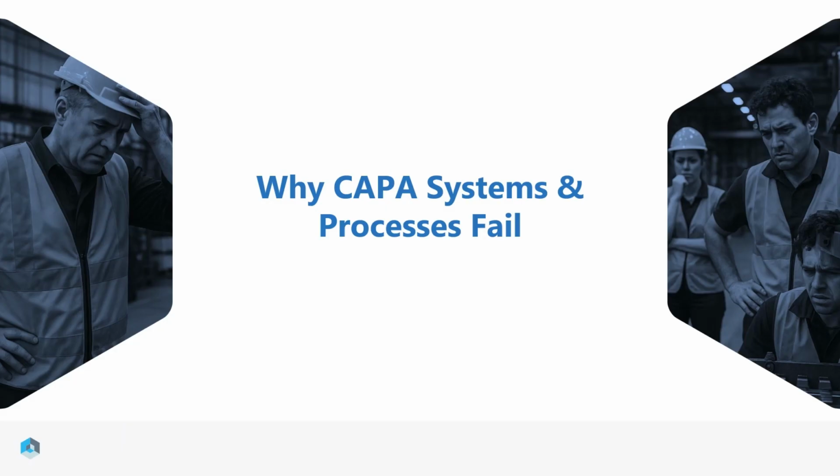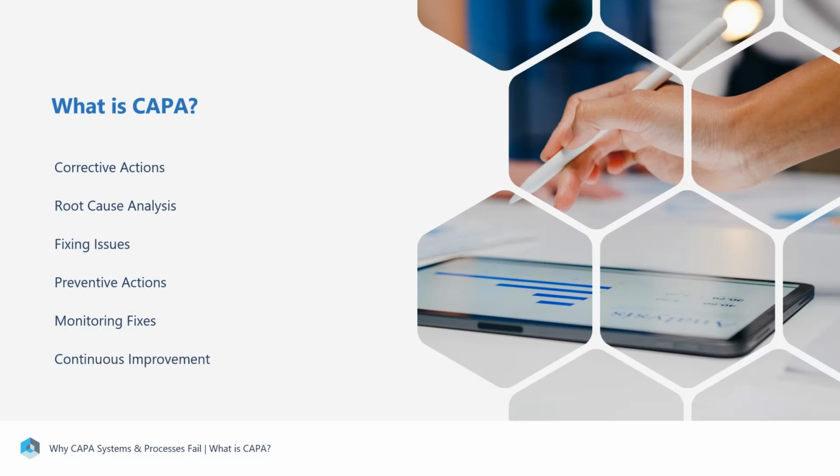We're going to start our webinar by looking at the typical reasons why corrective action and preventative action systems and processes within an organization may fail. Why CAPA systems and processes fail. So firstly, let's look at what we mean by CAPA. CAPA actually stands for Corrective Action, Preventive Action.